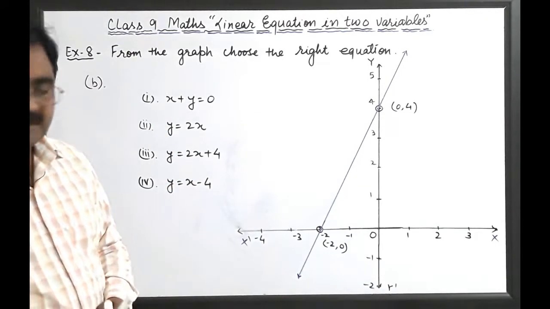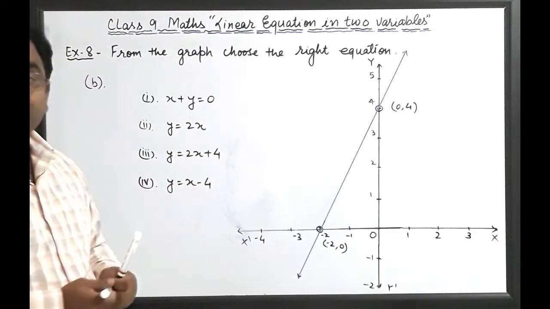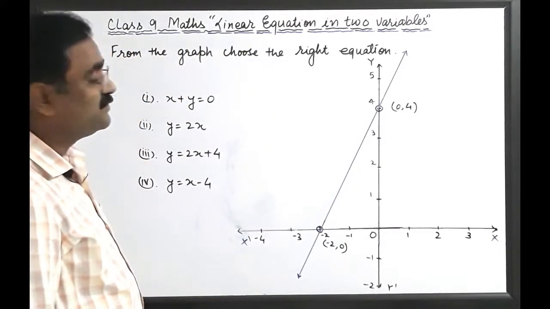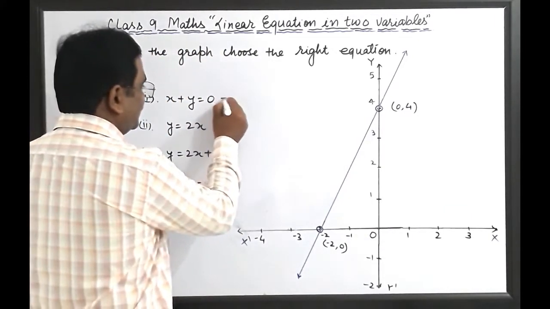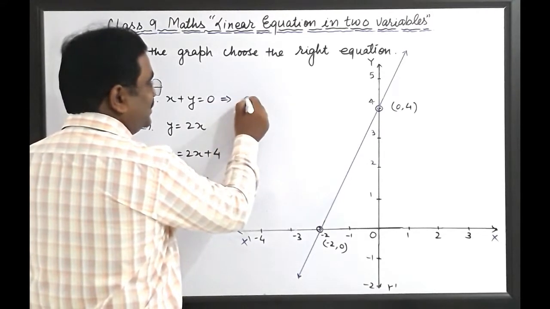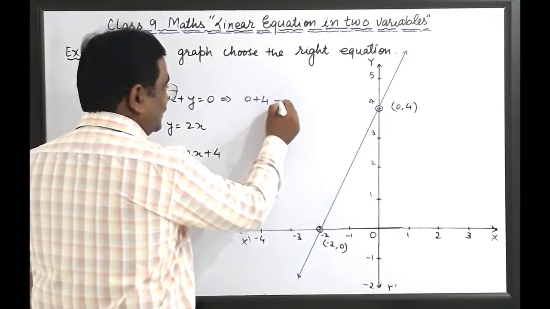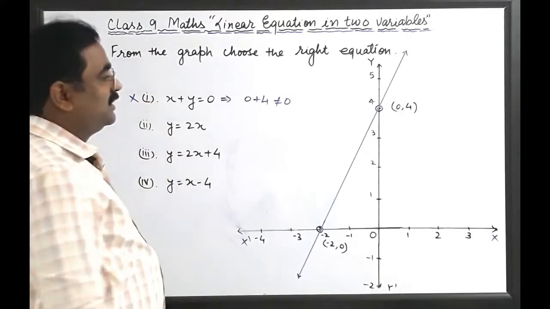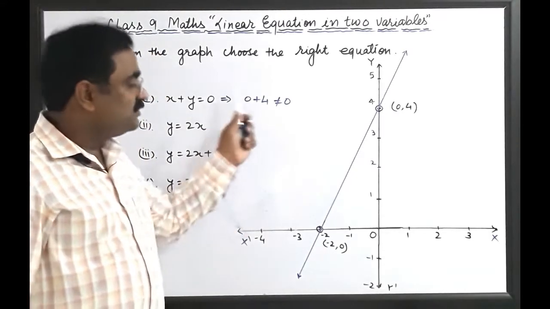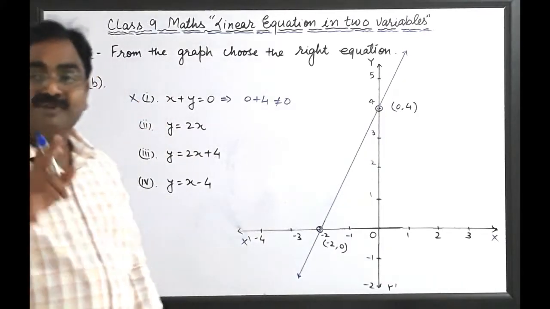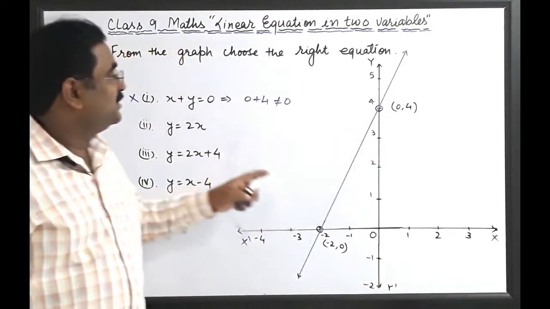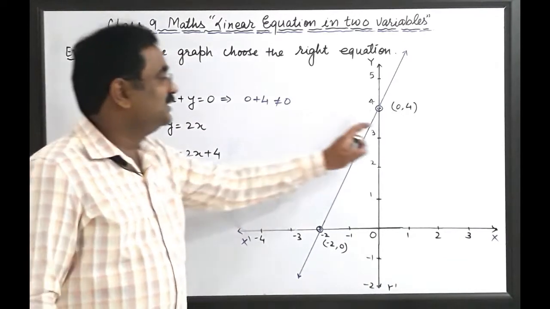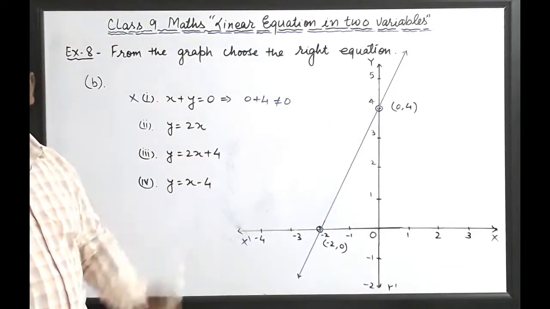First equation, let us check. The first equation is x plus y is equals to 0. For the first coordinate, x is equals to 0, y is equals to 4. If you check it for this, x plus y means 0 plus 4 is equals to 0, which is not equals to 0. Therefore, this is not our required answer. Means this equation is not the equation of this given line. Why? Because this point does not satisfy this equation. Means this is not the solution of this equation. Simple thing, in simple words.